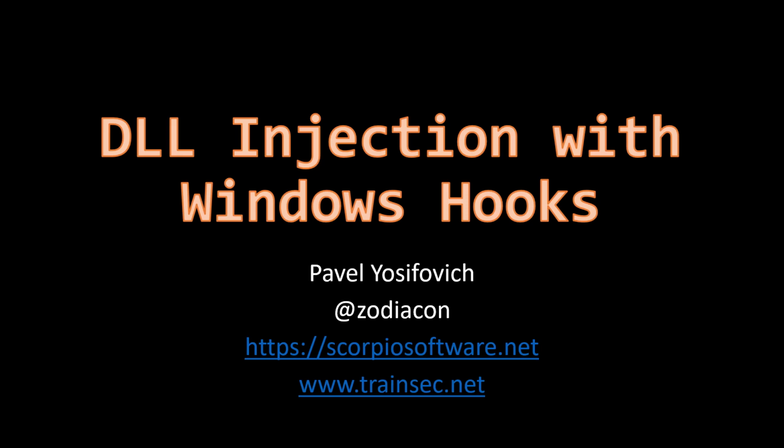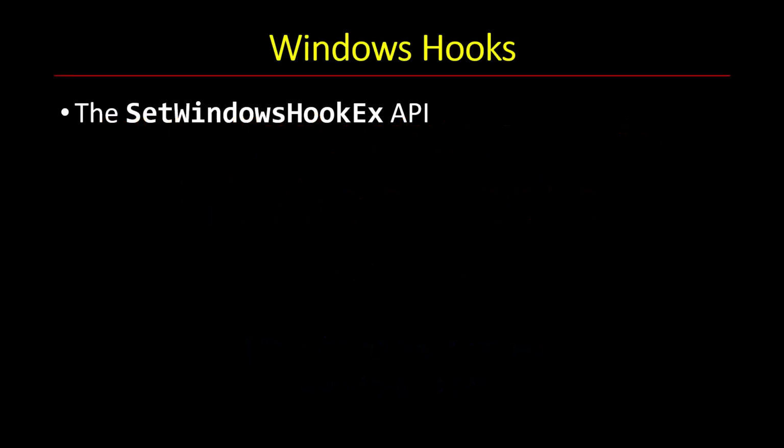Hi and welcome to this video about DLL injection with Windows hooks. Now the term hook is highly overloaded, but in this case I'm talking about Windows hooks available with this function called SetWindowsHookEx, which allows us to inject the DLL into a target process, or in fact even all the processes that are attached to the current desktop based on the threads that create UI using that desktop.